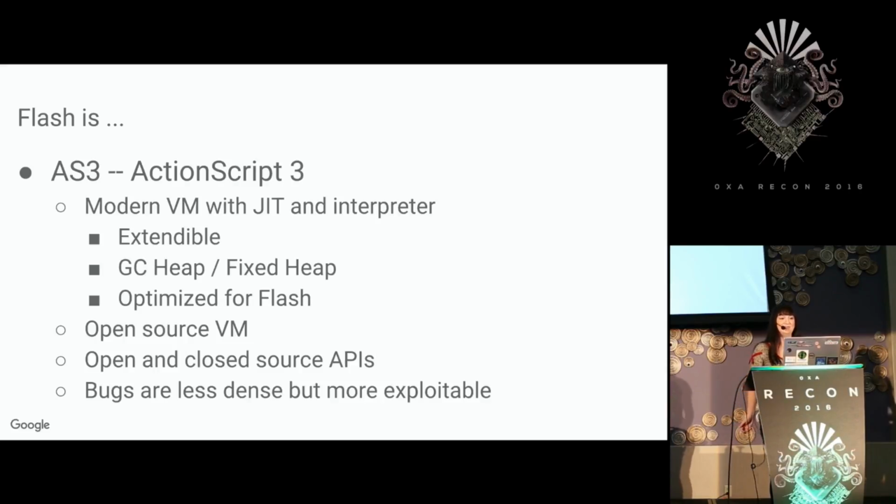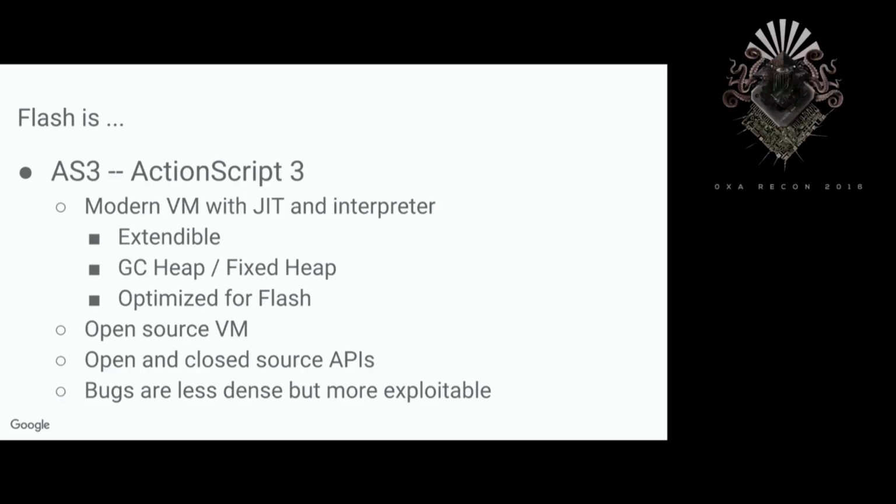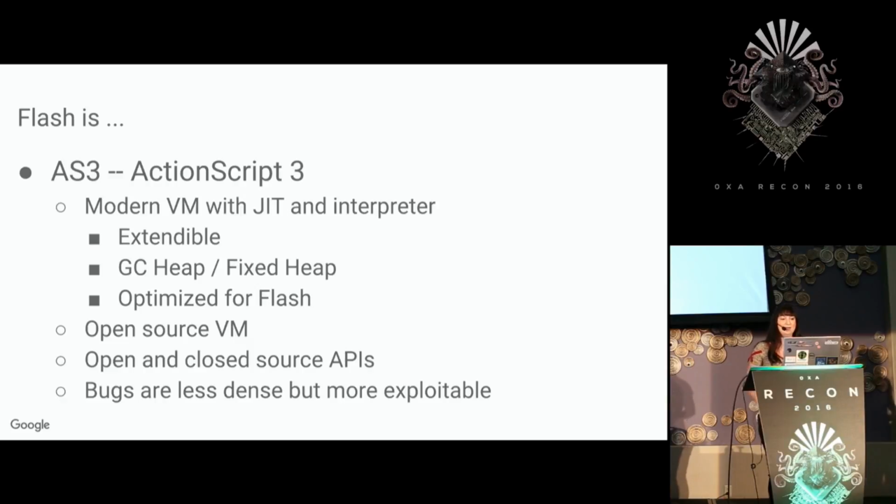AS3 is the answer to AS2. It's a modern VM with a just-in-time compilation and a fallback interpreter. It's extendable. If you really want to write your own Flash APIs and compile them into AVM3, you absolutely can.